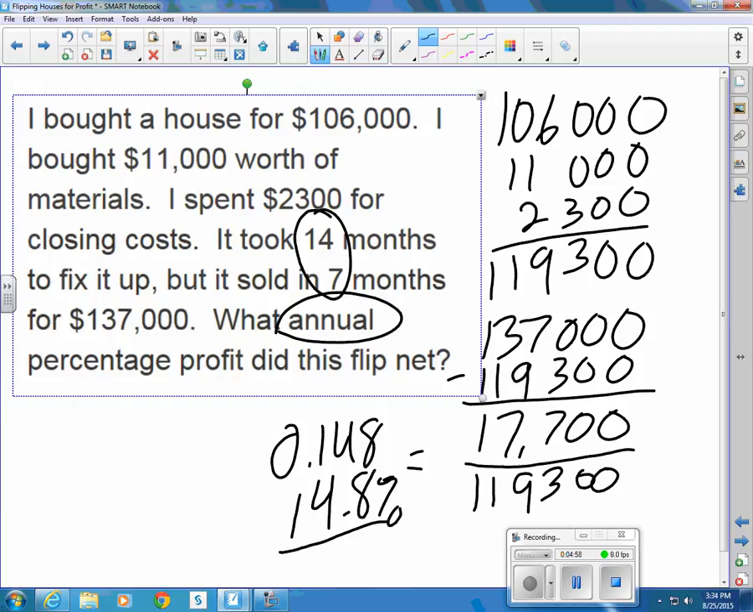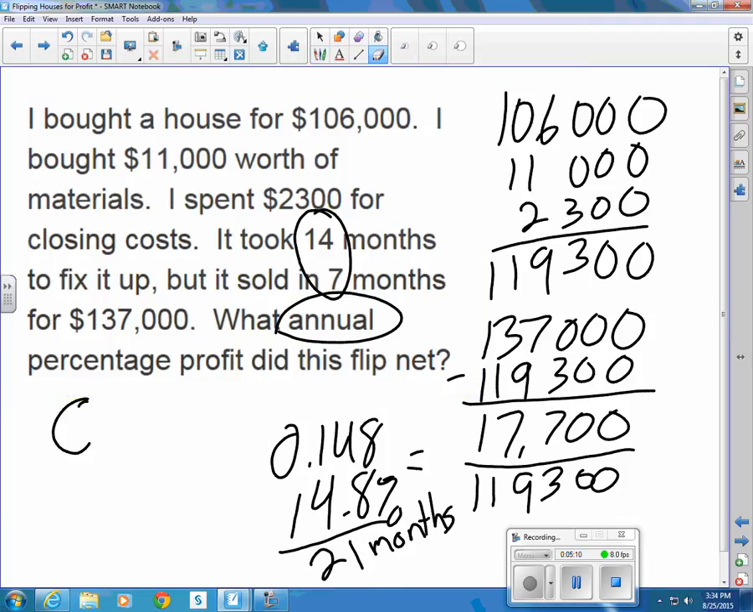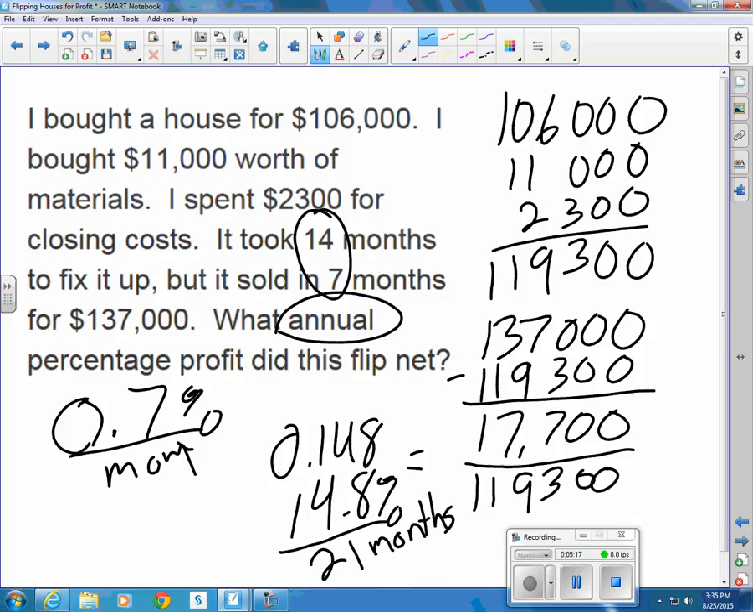So if I divide that by 21 months, then that tells me 0.7% per month. But they didn't ask per month, they asked annual. Annual would be for a year, so I multiply that by 12. And that tells me 8.5% per year.